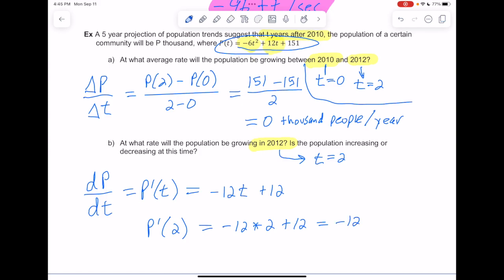And again, what's the rate of change there? Just like it was above, it's in thousands of people per year. So is the population increasing or is the population decreasing? Because the rate of change is negative, we would say that the population is decreasing.